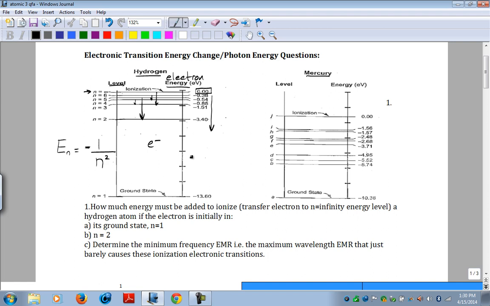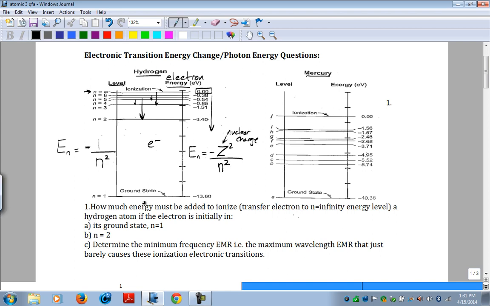A more general formula for the Bohr model, which does break down for any system, any element that has more than one electron, works just for one-electron cases, such as the helium plus cation or the lithium 2 plus cation, or certainly for the hydrogen atom. It is negative the nuclear charge squared, Z squared, over n squared. With hydrogen, Z is just 1, so it's the same formula as negative 1 over n squared.